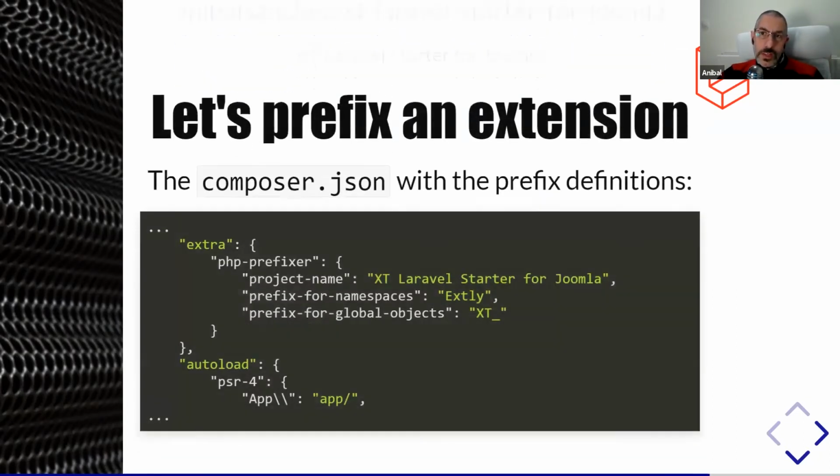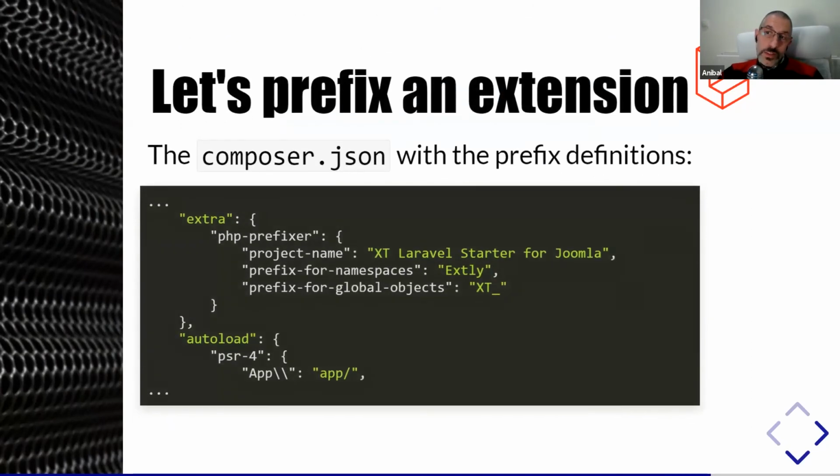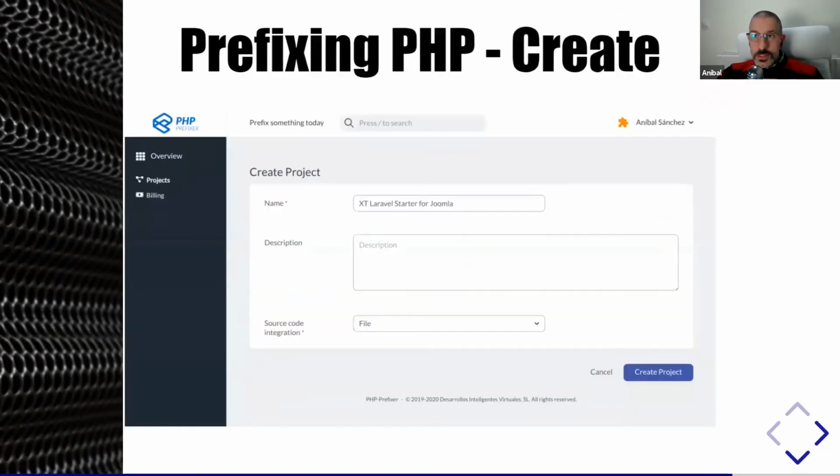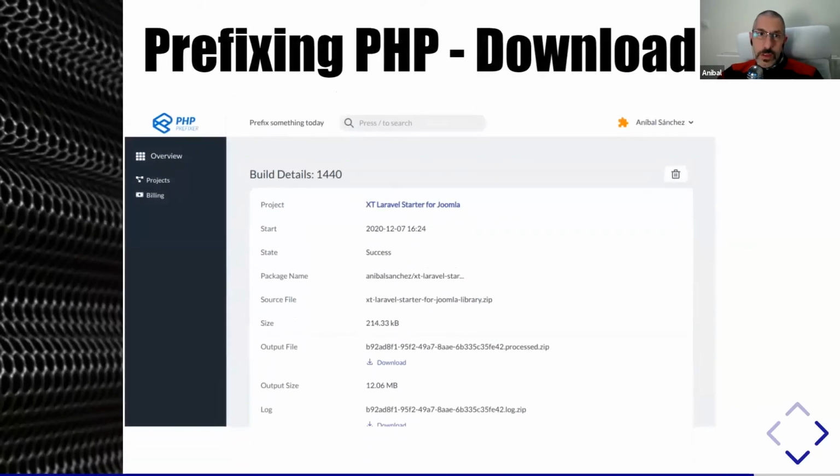In the Composer schema of the library that we presented before, we have an extra definition for the PHP prefixer. In this part of the code, we defined the prefix for the namespaces and another prefix for the global objects. So in the service, you create the project, you upload the code of the library, the service processes the library, and after that you can download the output of the prefixing process.